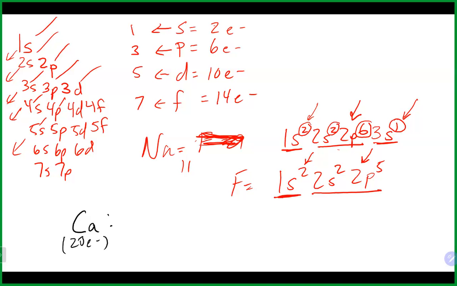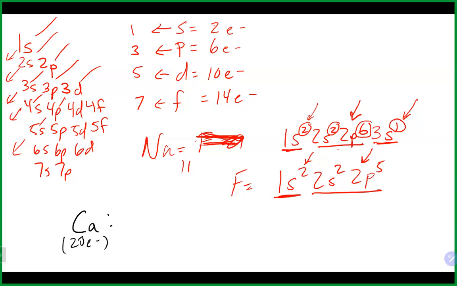So let's do one here. Let's do our friend calcium, which is 20. Why don't you write the electron configuration for calcium and see what you come up with. Okay, let's take a look.